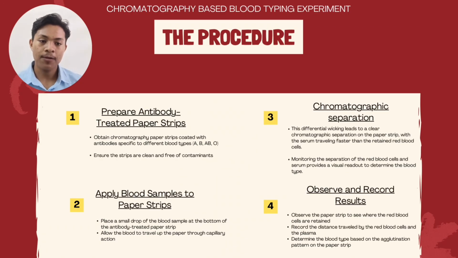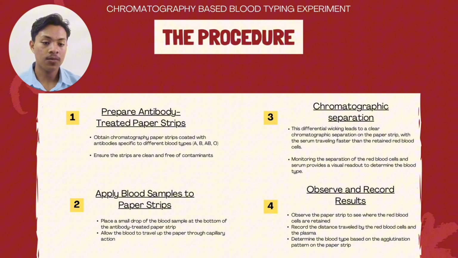Step 1. Preparation of antibody treated paper. First, we prepare a special paper with specific antibodies. These antibodies are anti-A, anti-B, and anti-D for the RH factor. Each section of the paper is dedicated to one of these antibodies. Step 2. Application of blood sample. Next, we take a small sample of blood and apply it to each section of the antibody treated paper.